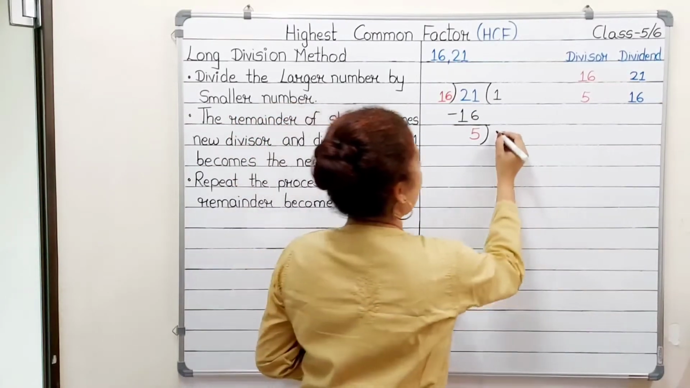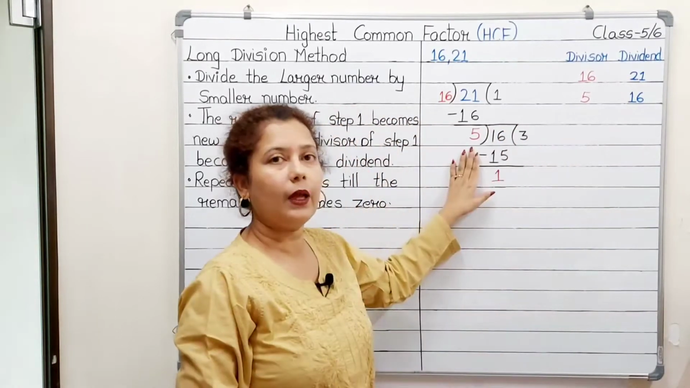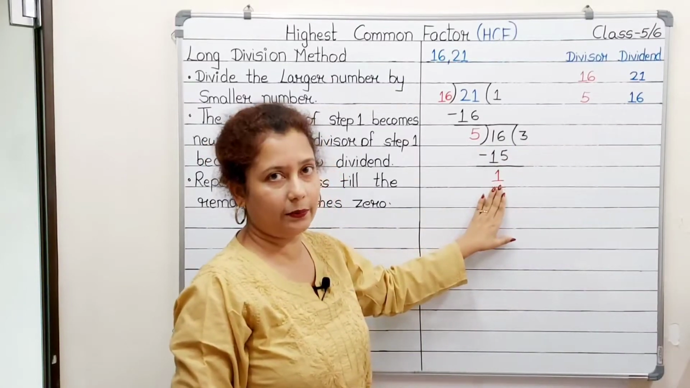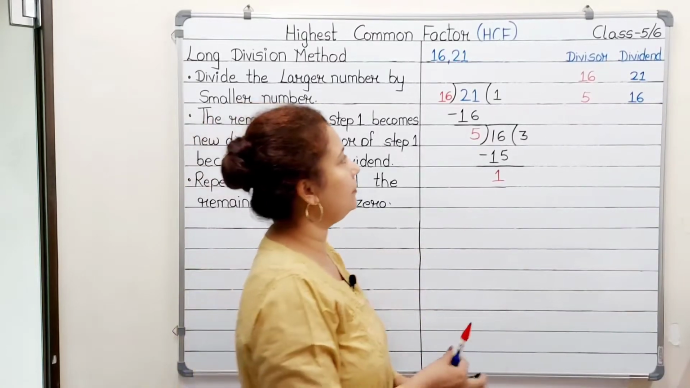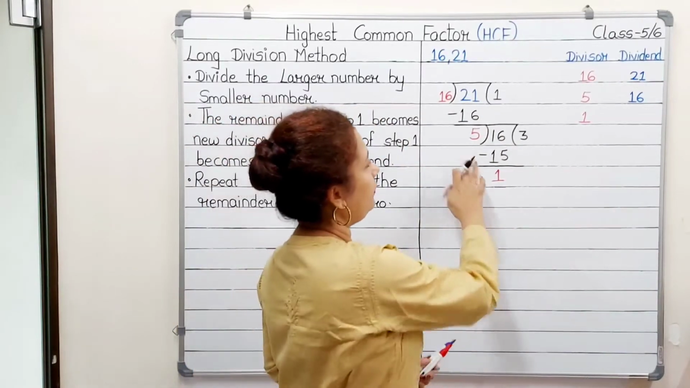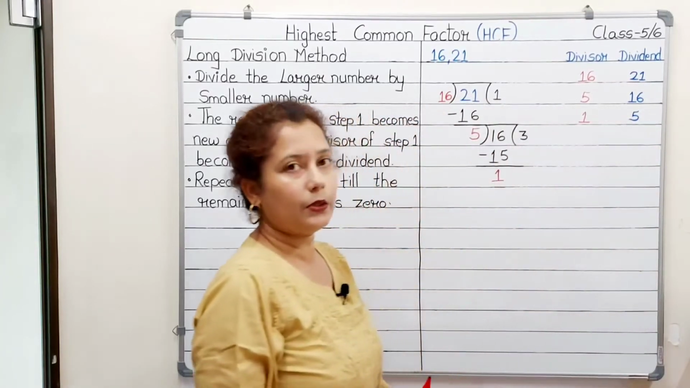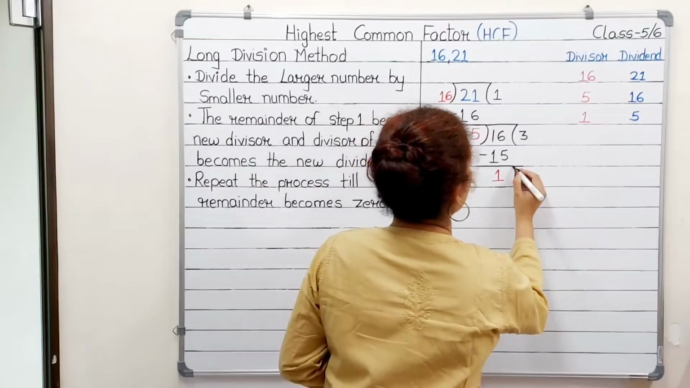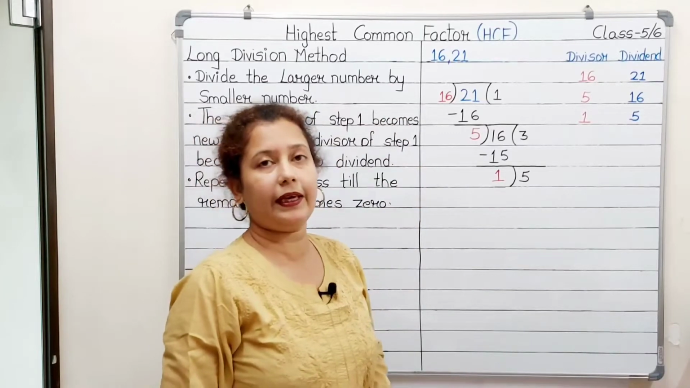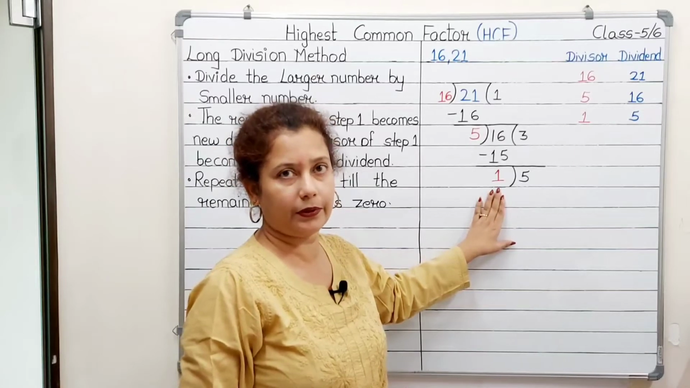So we will divide 16 by 5. When we divide 16 by 5, we get 3 as the quotient and 1 as the remainder. So again, this 1 will become the new divisor, and the divisor of the previous step, that is 5, will become our new dividend. So here we will write the new dividend, that is 5. We have to continue the process till we get 0 as the remainder. We still have 1 as the remainder, so we will continue the process.